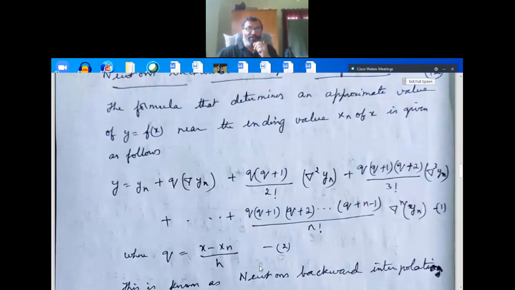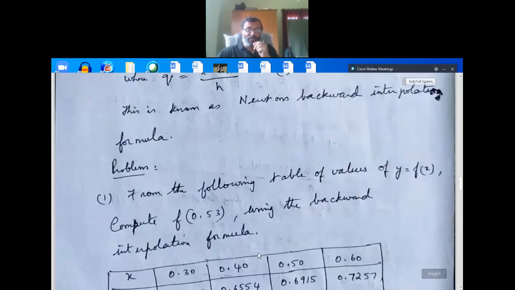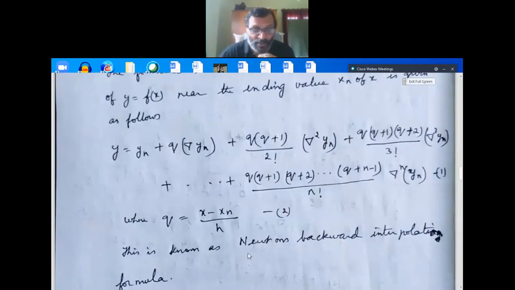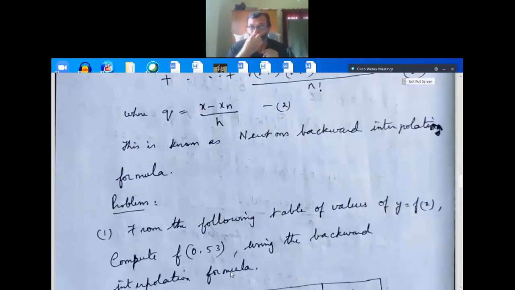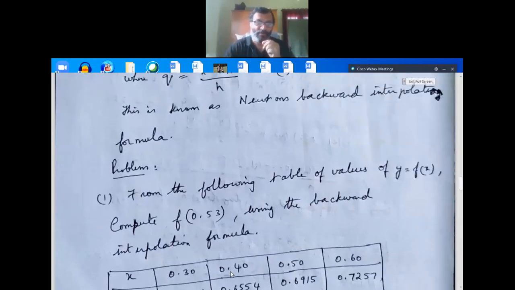The value of p is here, what you have seen already, x minus x naught by h. Here it is x minus xn by h. This is known as Newton's backward interpolation formula. So learn this by heart, write it in your notes. Now we will see some simple problems in this. It's just like the forward interpolation formula, a few changes in the formula and backward values are taken.